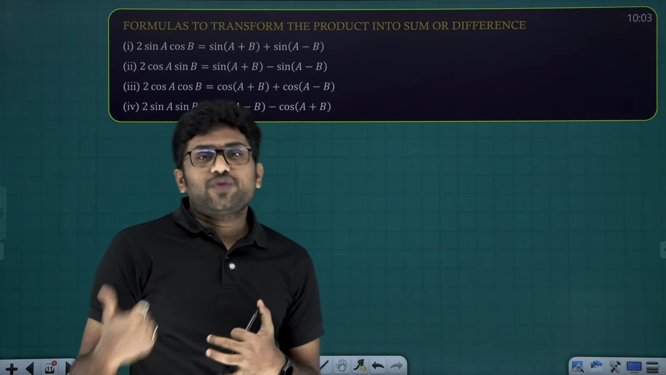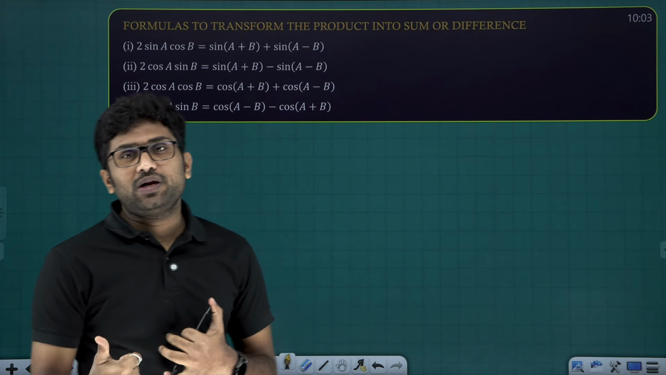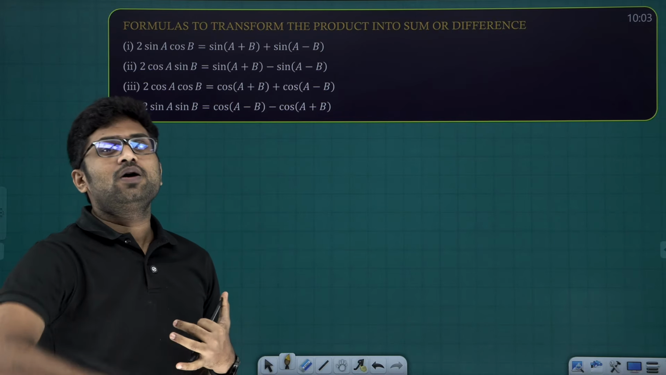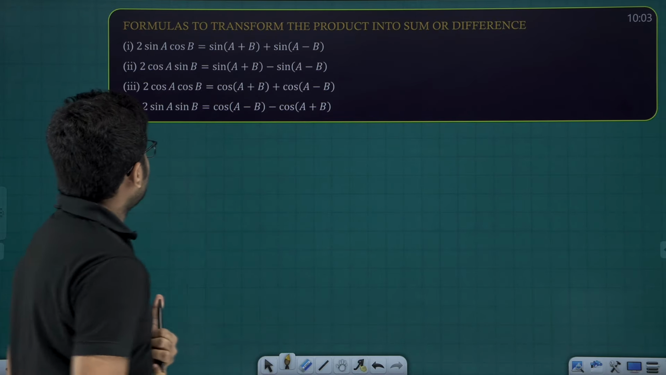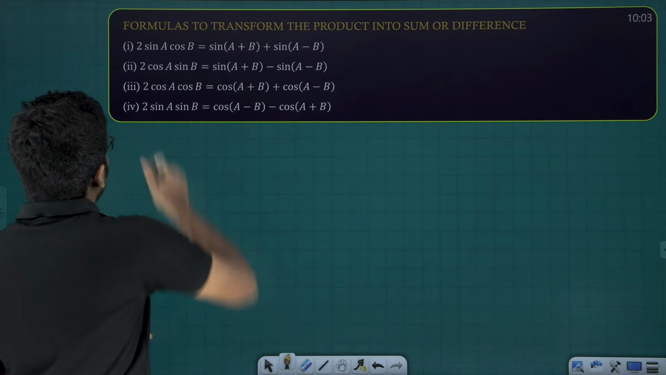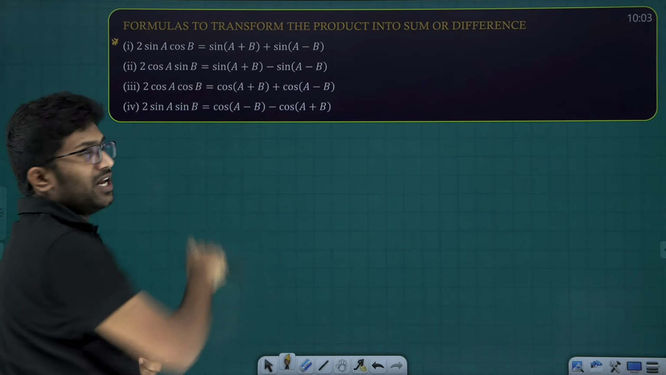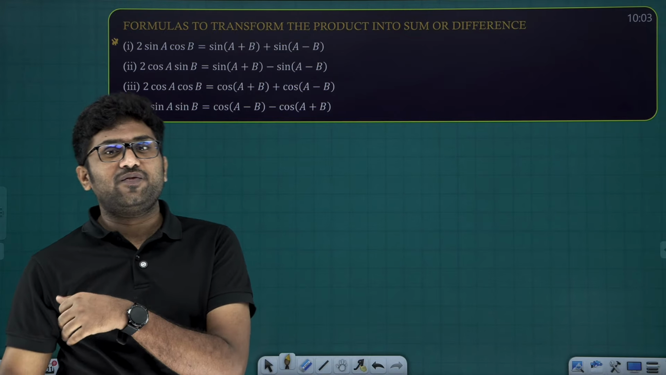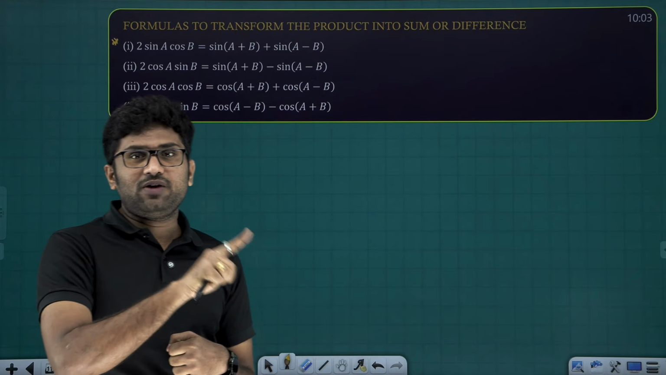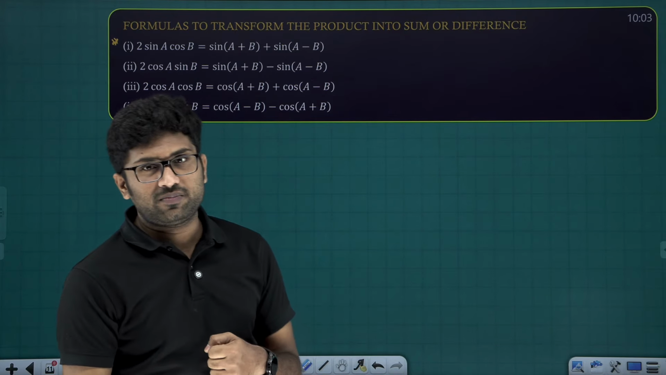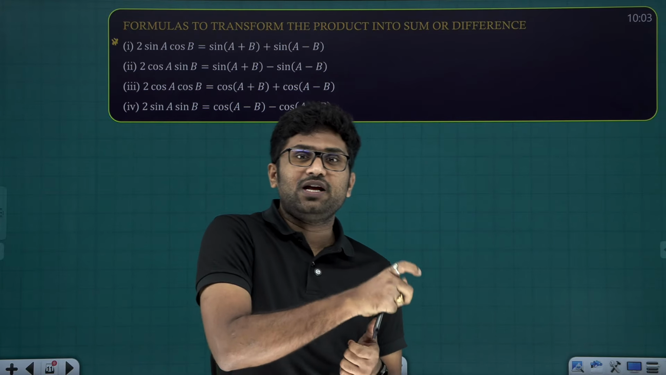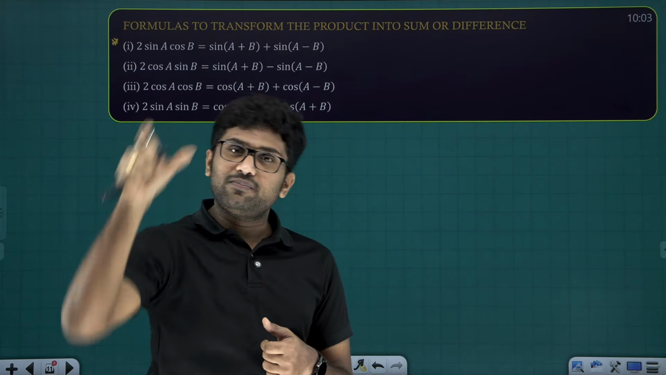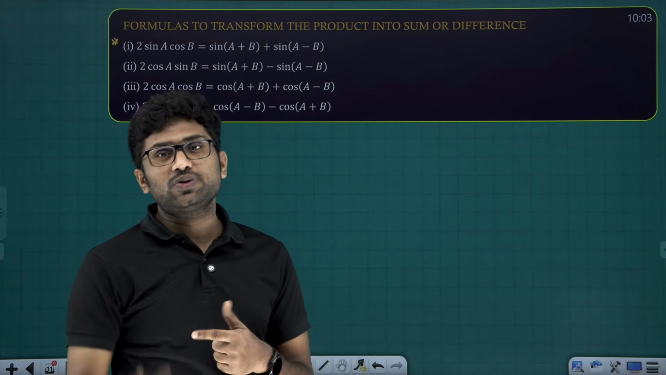Next, transformation formula. Transformation formula means we use it to change from sum to product or product to sum. Now first thing is product to sum. Friends, we have sin(A+B) and sin(A-B). If we add them, in sin(A+B) we have sin A cos B plus cos A sin B, and in sin(A-B) we have sin A cos B minus cos A sin B. So when you add them, plus cos A sin B minus cos A sin B gets cancelled. You get 2 sin A cos B.